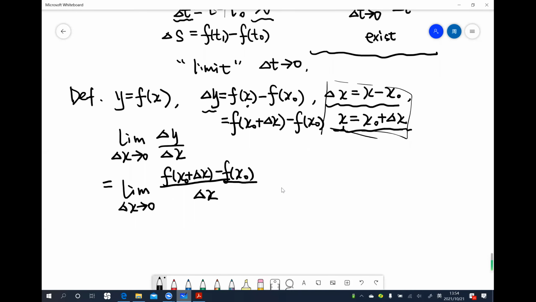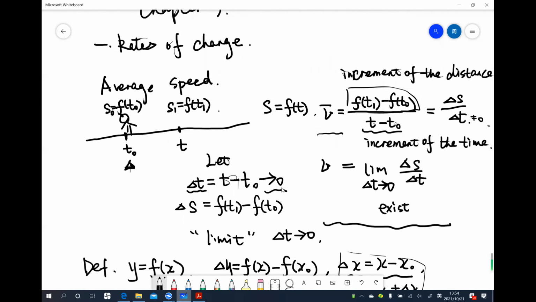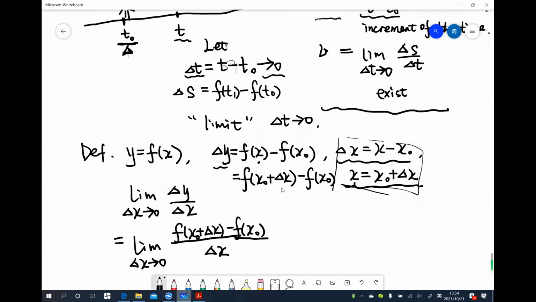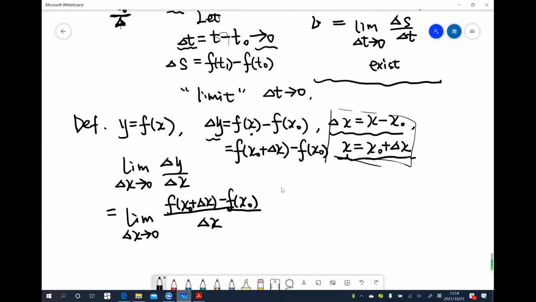Here, from this example, I gave you the start point. This is the start point, the start moment, and this is the end moment. So we can get the increment of the time. And for this function, we also gave you the start point, that is x0, and this is the end. So we have the increment of x, right? So here we get delta x.